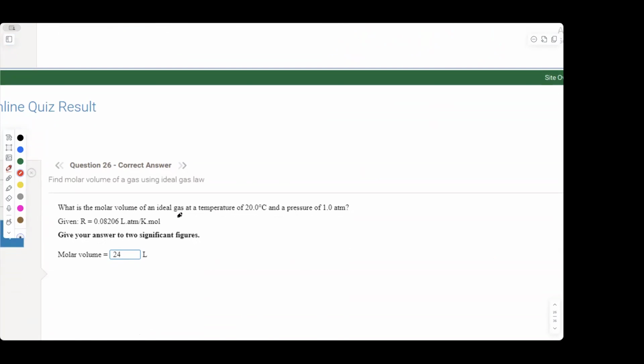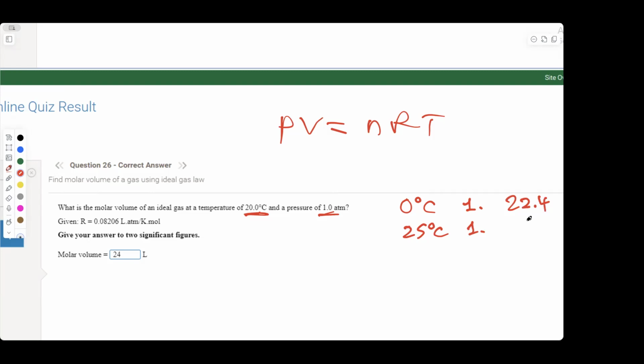What is the molar volume of an ideal gas at 20 degrees and pressure of 1 atmosphere? Here there is nothing fixed, but I can just say PV is equal to nRT. So what is the molar volume? How can I find this one? Mr., how did you know that he wants the molar volume? He is asking about molar volume, but I don't know what the molar volume is at 20 degrees and 1 atmosphere. I know only at 0 degrees and 1 atmosphere, or 25 and 1 atmosphere. Yes, because you memorized this.